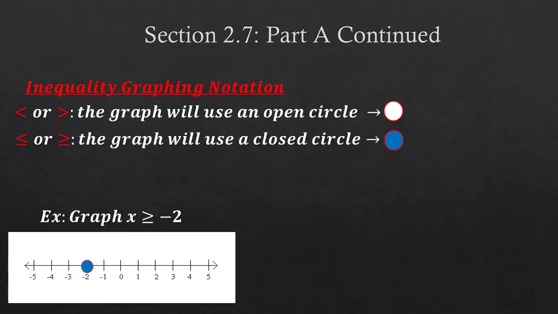The direction of the inequality sign is pointing to the right. Therefore, we will draw the arrow to the right.